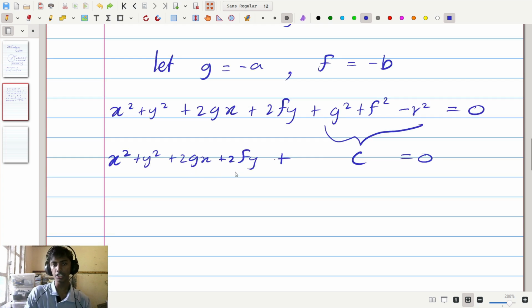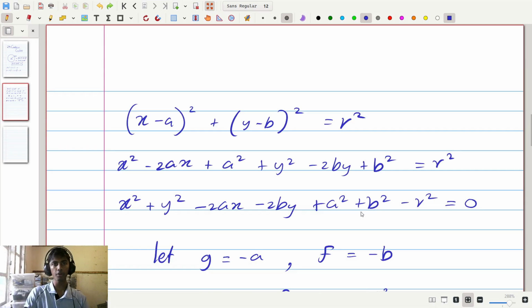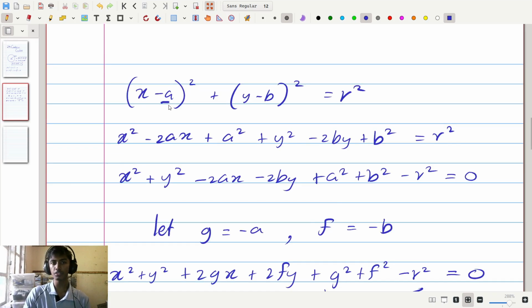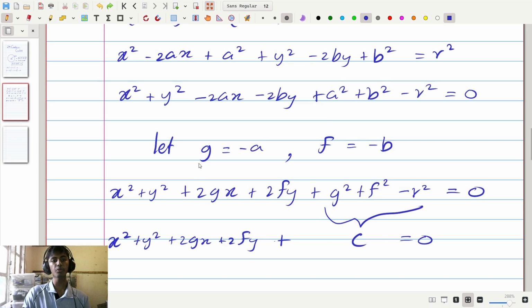Now then, in this format, there is still a way to interpret these symbols. We can interpret g, we can interpret f, and we can interpret c. In order to do so, however, we're going to be needing our original formula. From our original formula, we know the interpretation of these symbols. The a and the b are the coordinates of the center, as in a comma b is the coordinates of the center, and r is the radius of the circle. Bringing that over to this equation here, since we know that g is equal to negative a, we also know that a is equal to negative g, and we also know that f is equal to negative b, therefore b is equal to negative f.